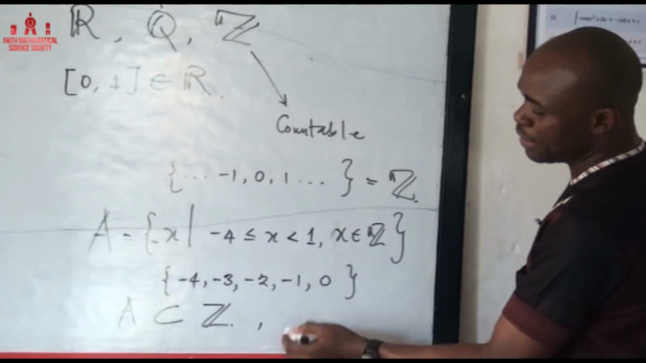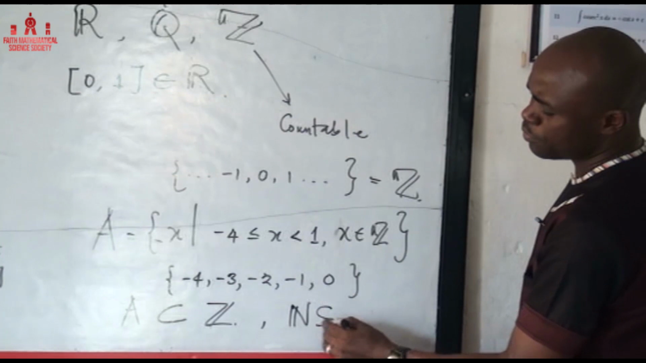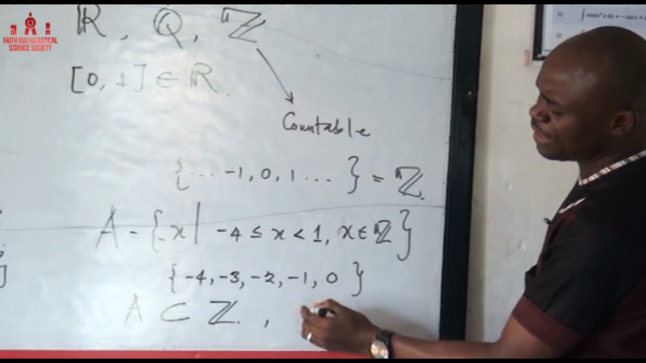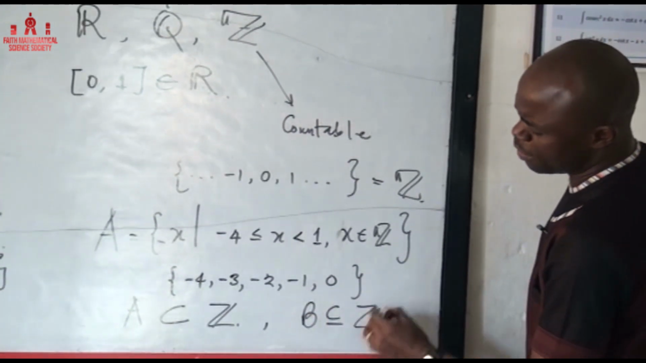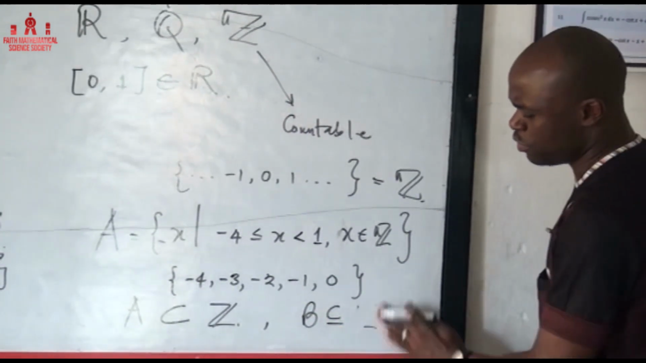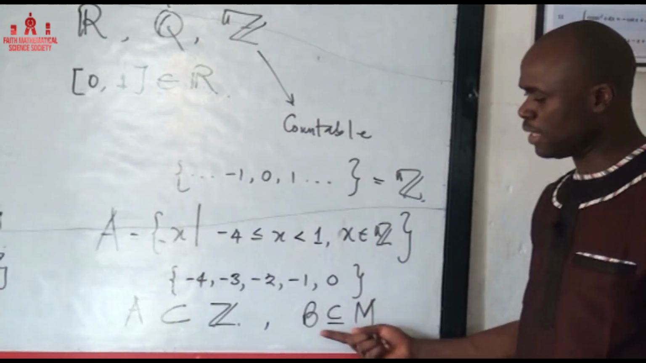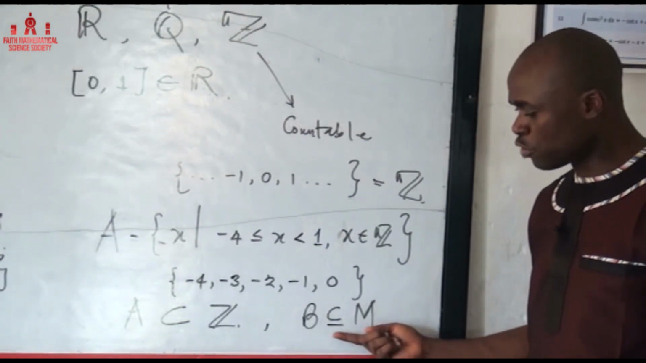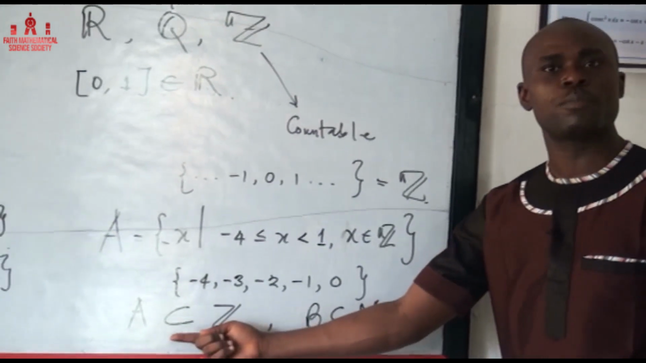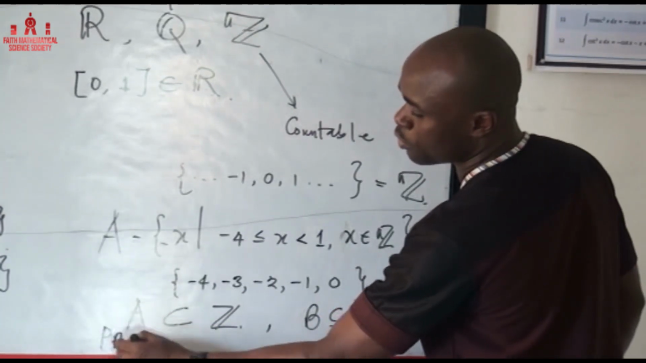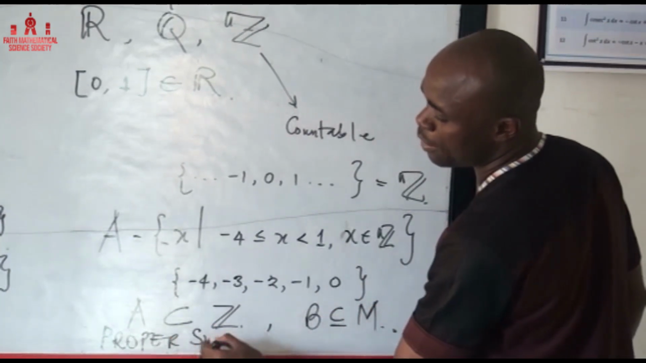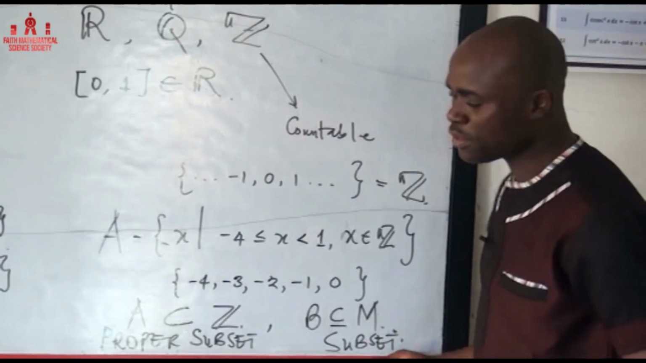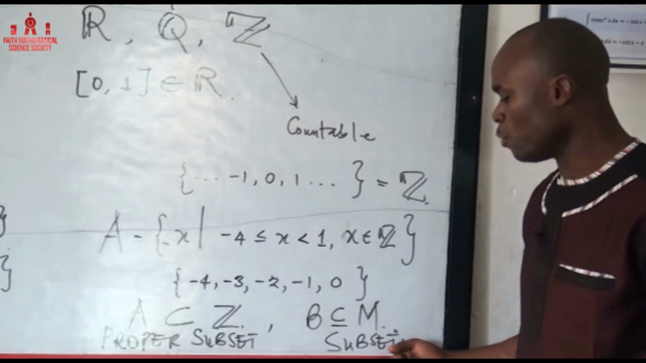And we can also have something like this. Let me just use any letter, let me use M. Okay, that is better. If you have something like this in mathematics, it simply means that B is a subset of M. But in this case, we use the word proper subset. So another word for this is the proper subset, while for this one we can just say a subset. So take note of the word proper subset and take note of the word subset.